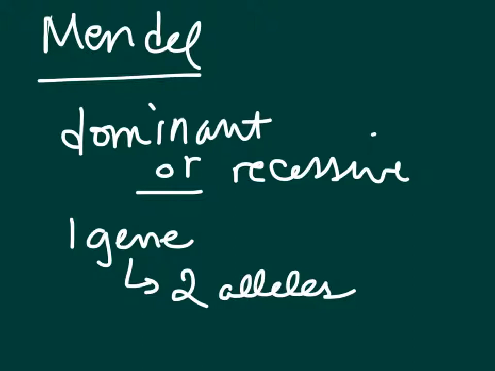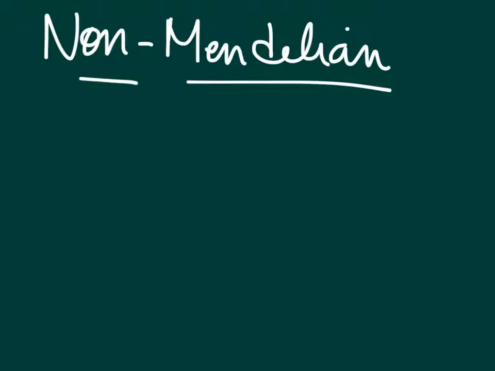It turns out the vast majority of human inheritance doesn't work that way. Hair color, there's more than two choices. Eye color, there's more than two choices. Height, well, that's way more than two choices. IQ, way more than two choices. So most of the genes that we talk about have more than two alleles. So when we talk about anything that has more than two alleles, we call it non-Mendelian genetics because it violates all those rules that poor Gregor Mendel taught us.